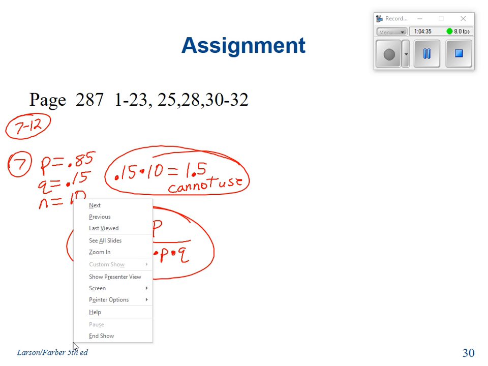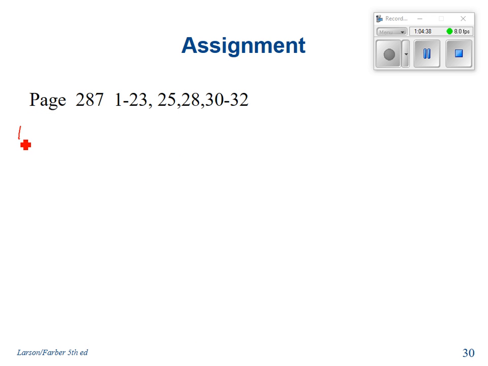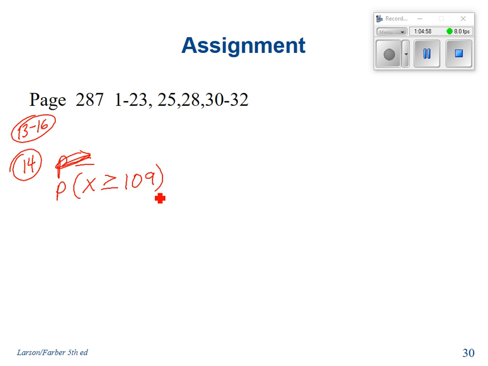13 through 16. Pick me one. 14. Does that say 109? Yeah. So we're looking at this graph and 109's on here somewhere. That's our bar for 109. We're trying to find the probability that X is greater than or equal to 109.